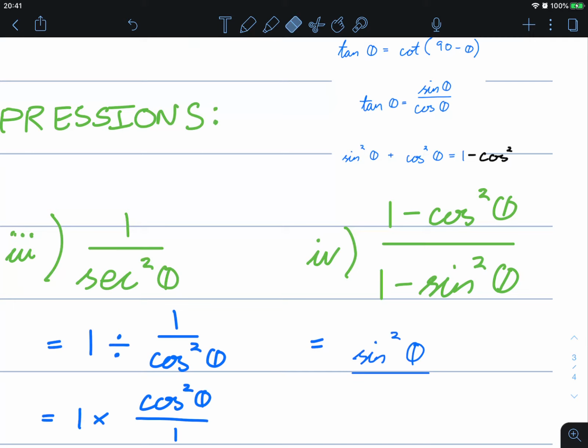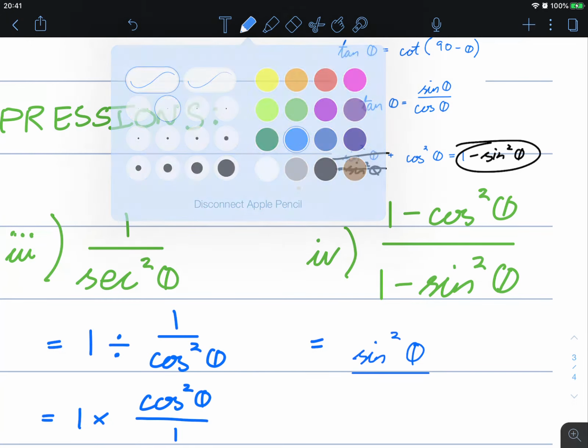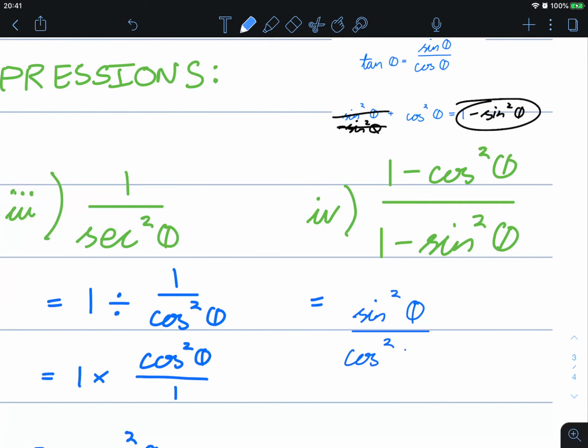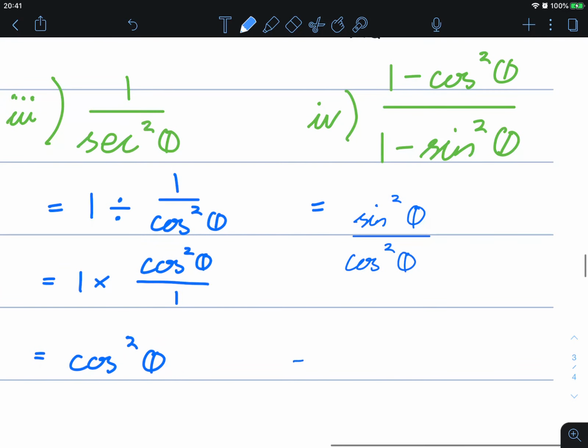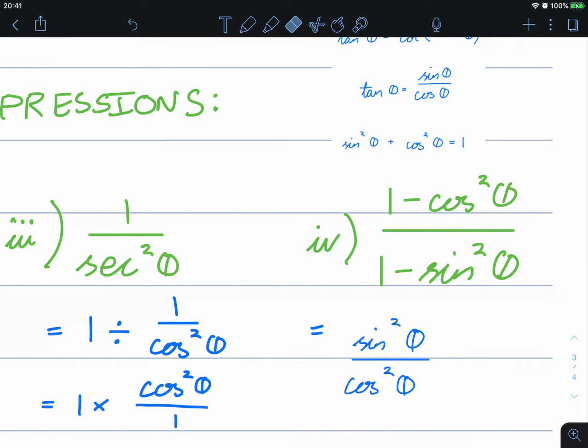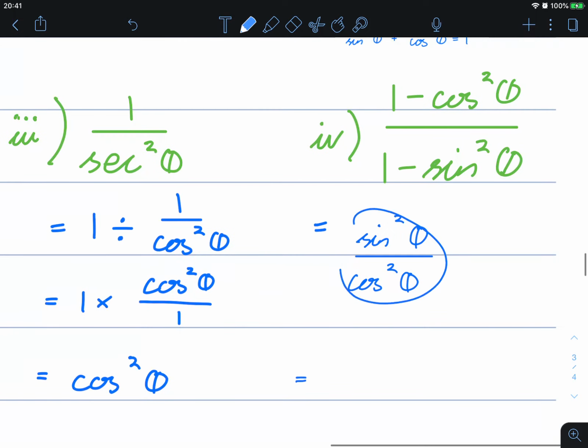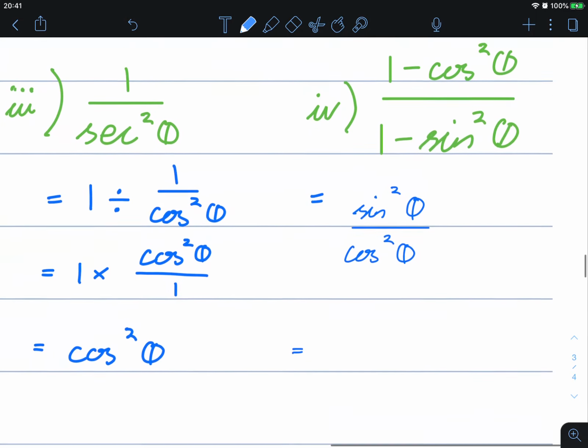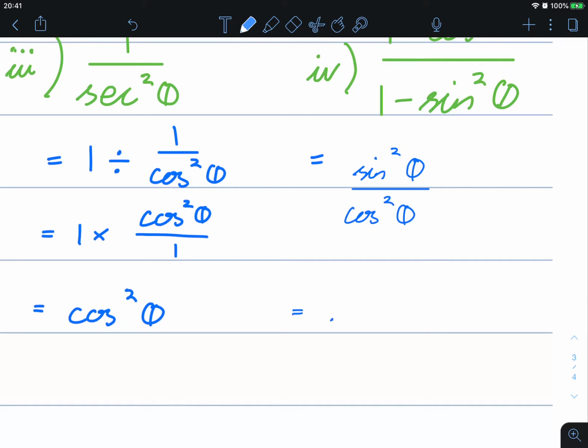If we do the same to the denominator, I'm going to subtract sine squared theta on this side, cancelling this. I'm going to subtract sine squared theta on this side as well, leaving us with this expression. But that expression is equal to cos squared theta. So this is just cos squared theta. Well, as we've seen, this is the tangent identity, and sine squared theta on cos squared theta is just tan theta, but because they're both squared, this is equal to tan squared theta.